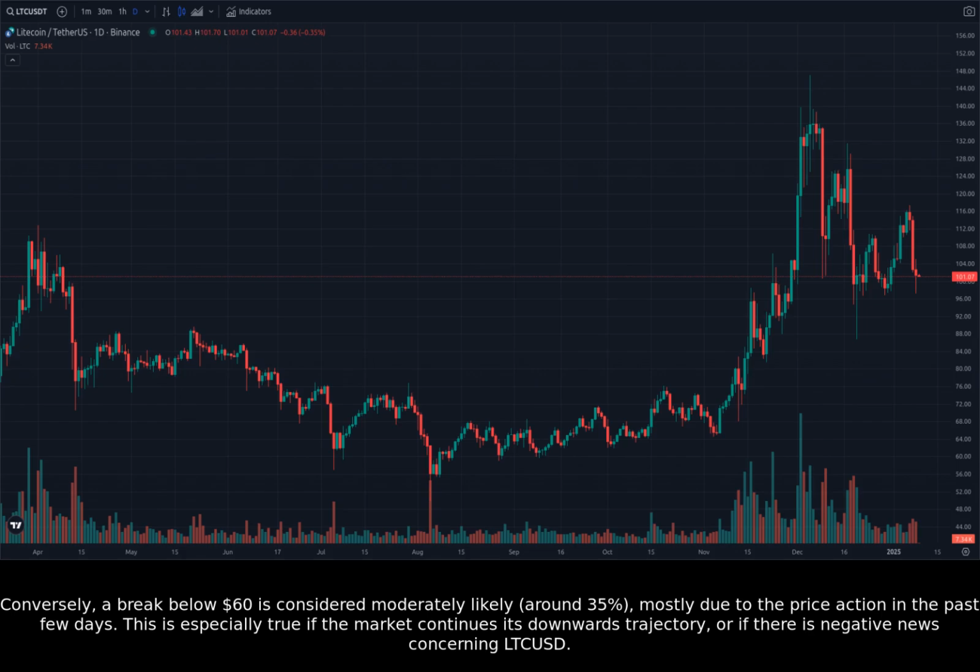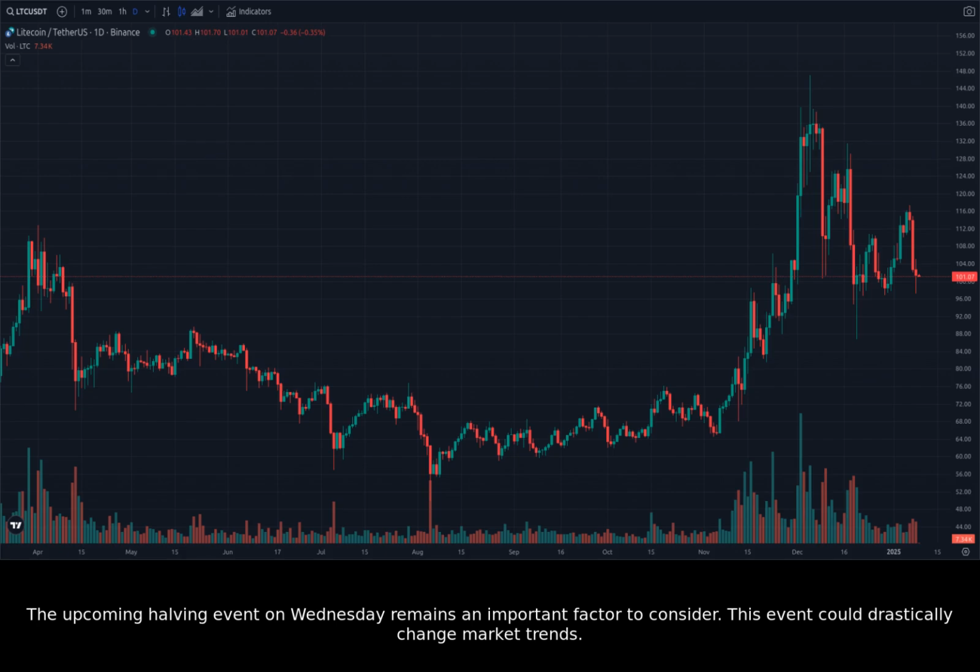Conversely, a break below $60 is considered moderately likely, around 35%, mostly due to the price action in the past few days. This is especially true if the market continues its downwards trajectory or if there is negative news concerning LTCUSD. The upcoming halving event on Wednesday remains an important factor to consider. This event could drastically change market trends. It is important to keep monitoring news, social media sentiment, and overall market conditions to enhance your trading decisions.